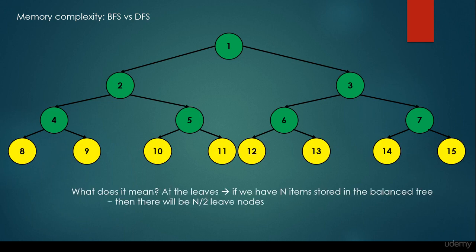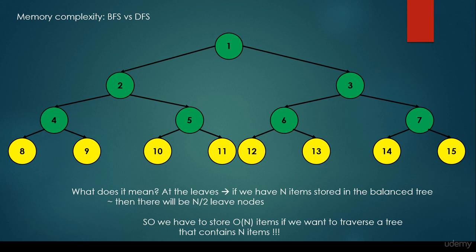So what does it mean? That we have to store a lot of references in a queue abstract data type, as we have discussed earlier. And the question is, okay, how many items do we have to store in the queue on average? If we have n items stored in the balanced tree, in this situation we store 15 items, then there will be n divided by 2 leaf nodes. So we have to store O(n) items if we want to traverse a tree that contains n items.